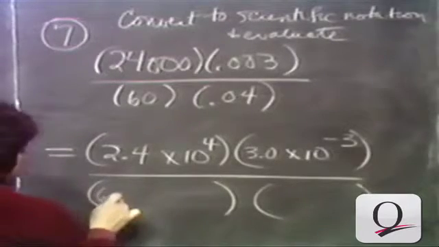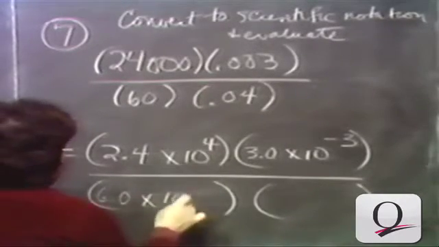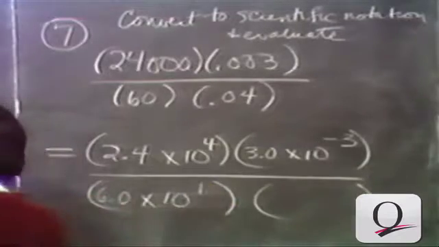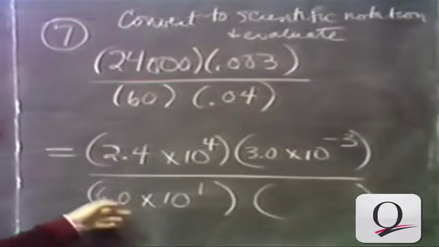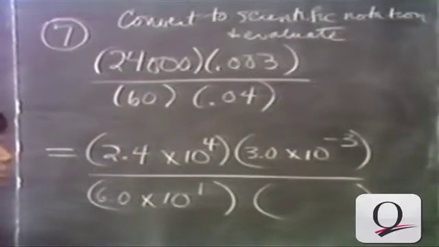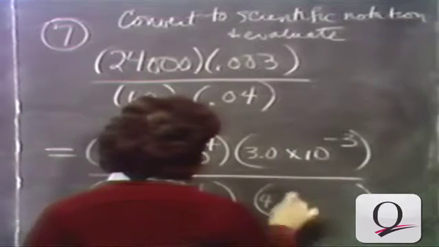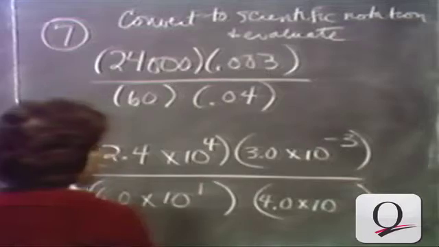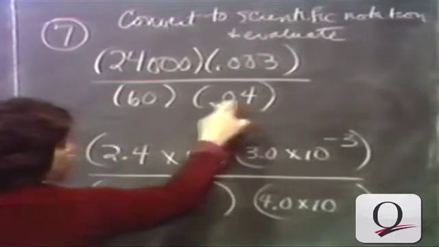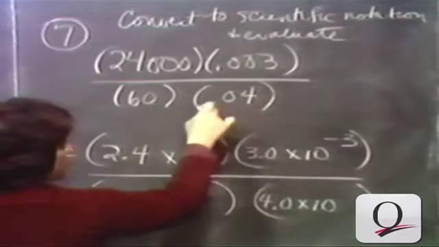60 could be thought of as 6.0 times 10 to the 1st power. 6 times 10, of course, is 60. And finally, 0.04 can be thought of as 4 times 10 to the minus 2 power, because you'd move the decimal 2 places to the left.